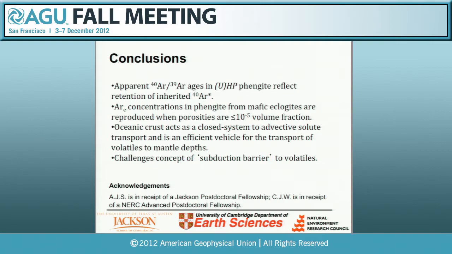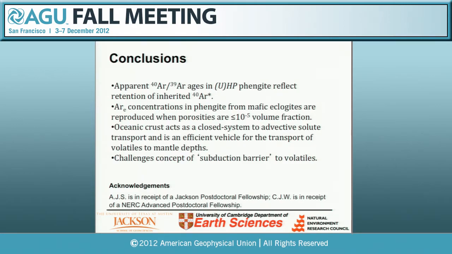So there's potential, I think, to use argon, indeed excess argon, not to go with traditional interpretations as detrimental for geochronology, but use it as a tracer for the time-integrated effects of metamorphic devolatilisation. It provides a novel way to calculate metamorphic porosity, which is a rather enigmatic parameter. And our calculations here show that porosities calculated for mafic eclogites have to be less than 10 to the minus 5, which is in agreement with geophysical constraints.